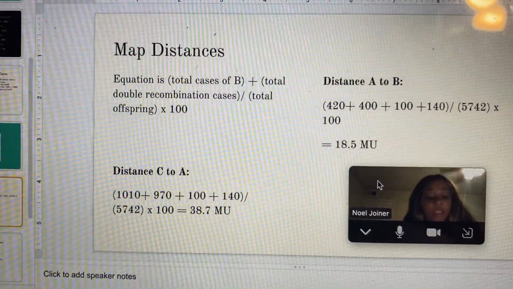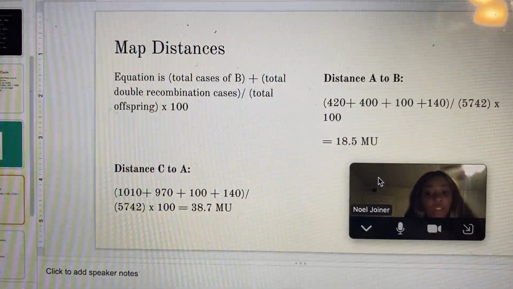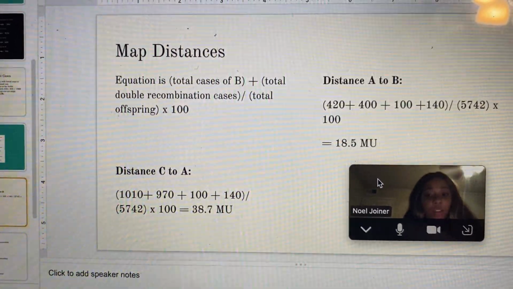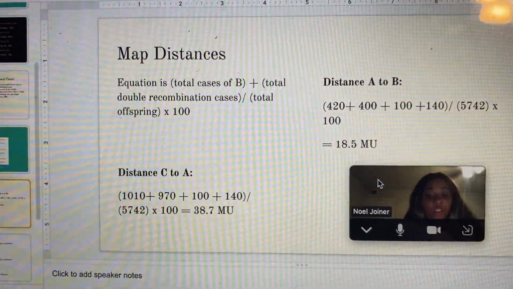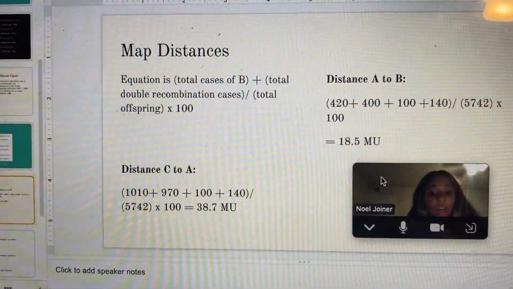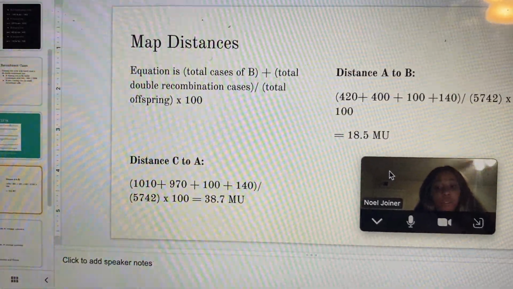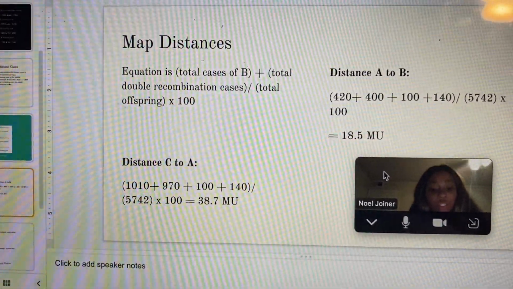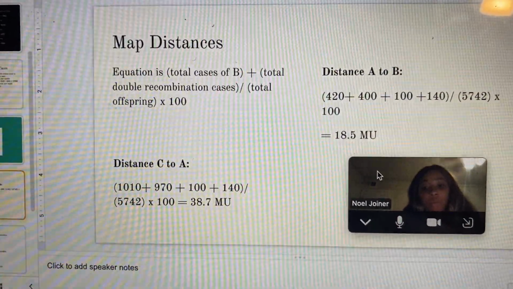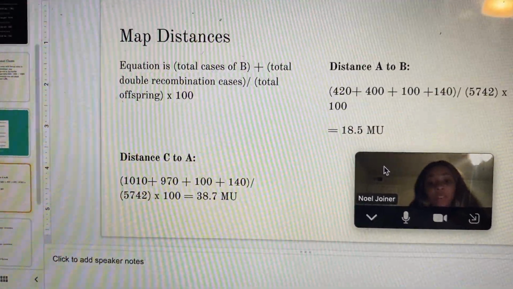For distance C to A, you'll do the same equation, which was 1,010 plus 970 plus 100 plus 140, and then that divided by 5,742 times 100, which gave me 38.7 map units.